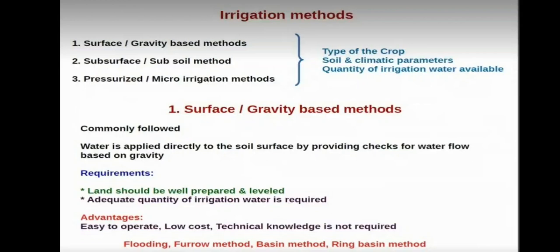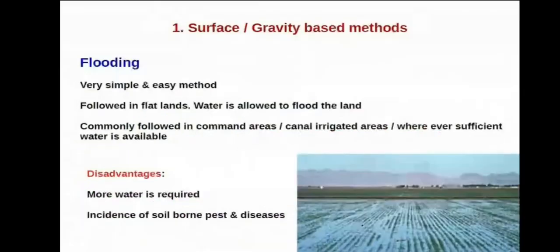There are four surface based methods: flooding, furrow method, basin method and ring basin method. First is flooding, a very simple and easy method followed in flatlands. Water is allowed to flood the land. It is commonly followed in command areas and canal irrigated areas wherever sufficient water is available, and is very commonly seen in paddy fields from many years.